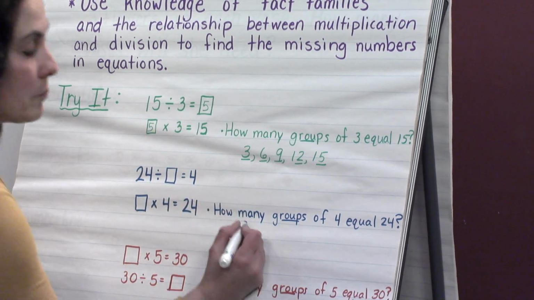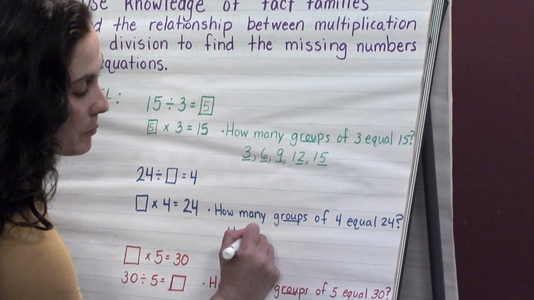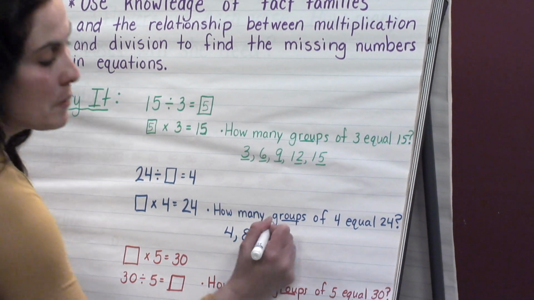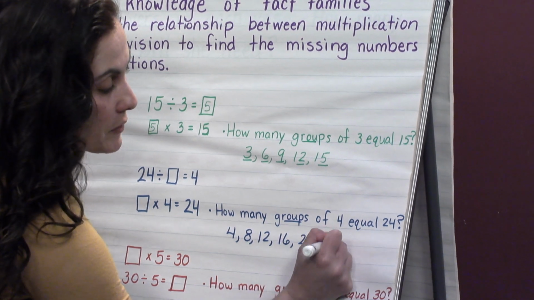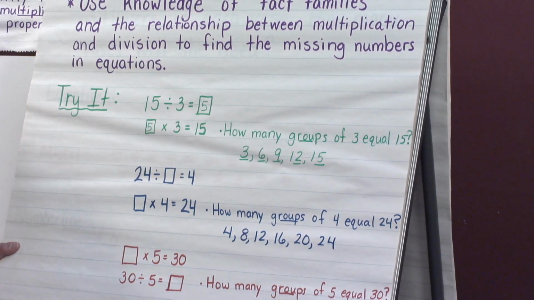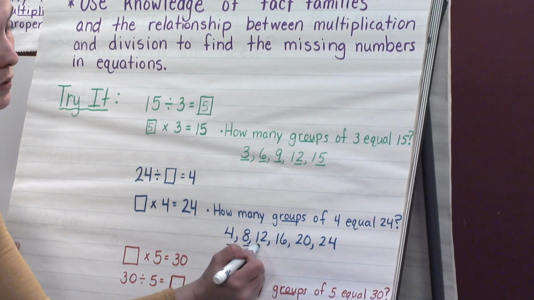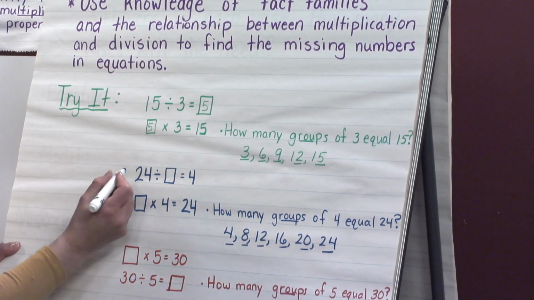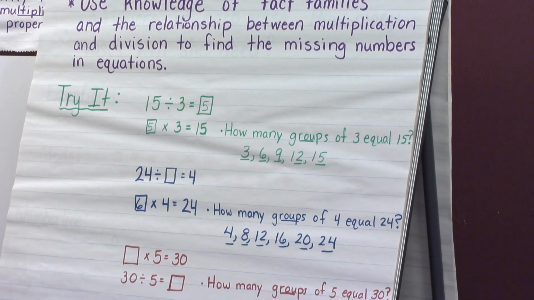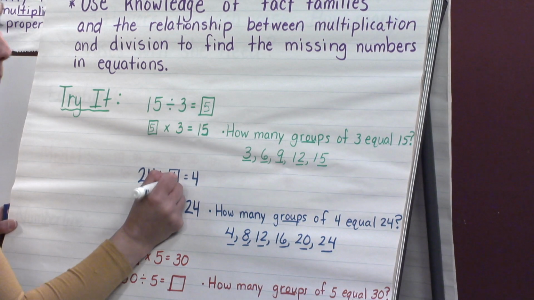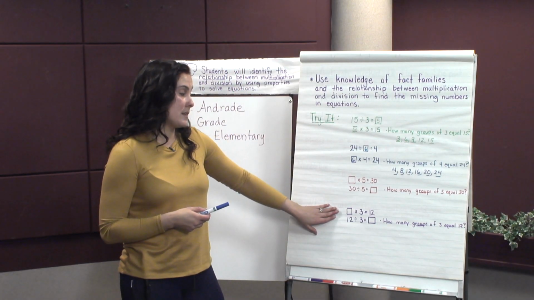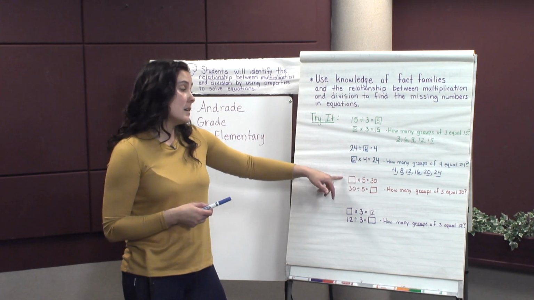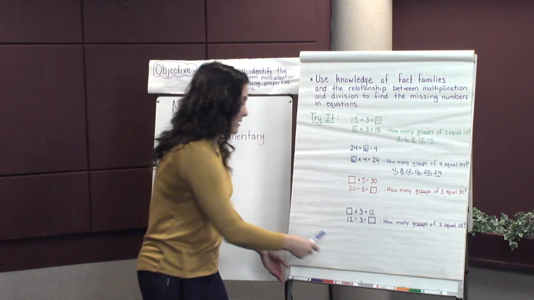So 4 plus 4 is 8, plus 4 is 12, plus 4 is 16, plus 4 is 20, plus another 4 is 24. How many groups is that? 1, 2, 3, 4, 5, 6. So 6 groups of 4 equal 24. That means that 24, the missing number is 6. And we can keep going. We can go on and do these other missing numbers using division to figure out the missing number. Let's try these last 2 quickly.